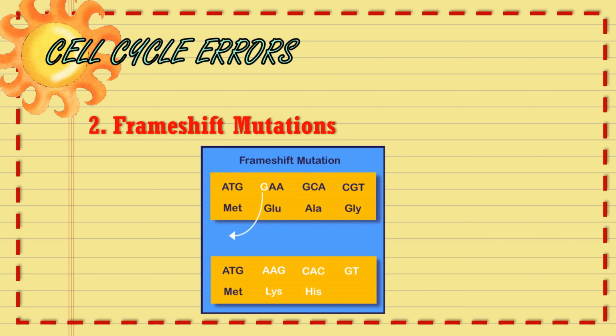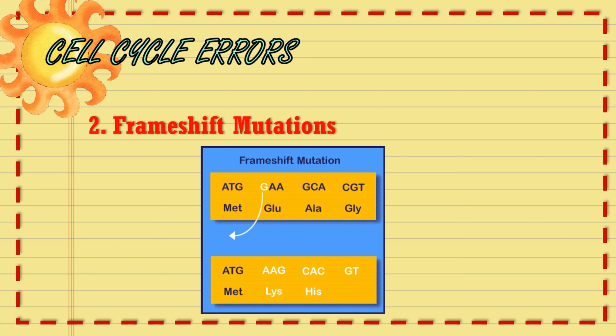We have the first example. We have ATG, the methionine; GAA, the glutamine; GCA, the alanine; CGT, the glycine. If we remove one of the nucleotides, which is G, there will already be a change. You can see below that the nucleotides will move to the left. So from GAA, it becomes now AAG. From glutamine, it will now turn into lysine. From alanine, it will now turn into histidine. So there is a change in the reading frame if one of the nucleotides is removed or inserted.